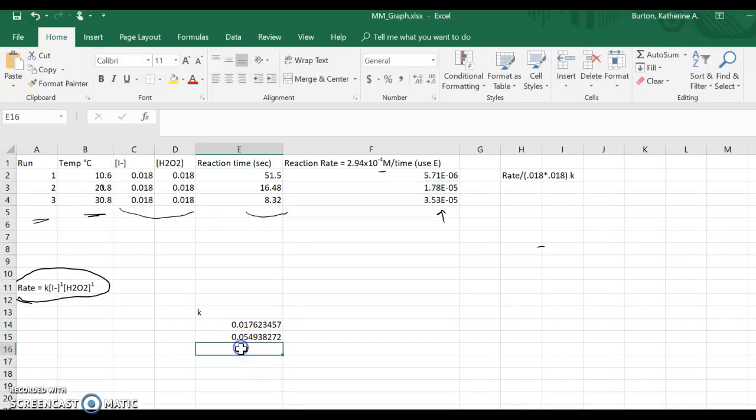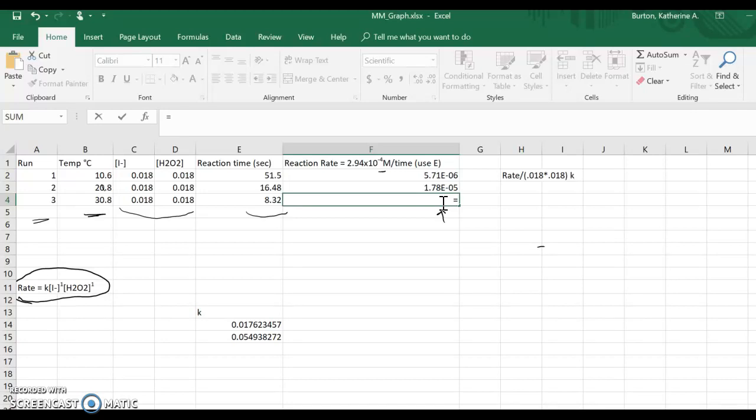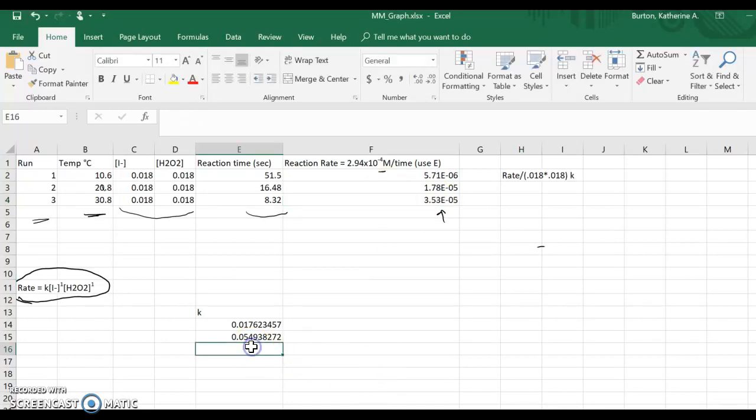And when I do it for the third one as well, I'm going to have my k values for the three different runs, divided by 0.018 times 0.018. And I have my three k's.